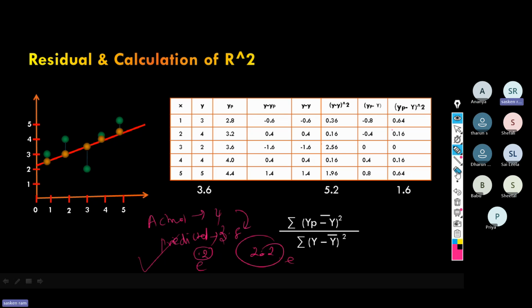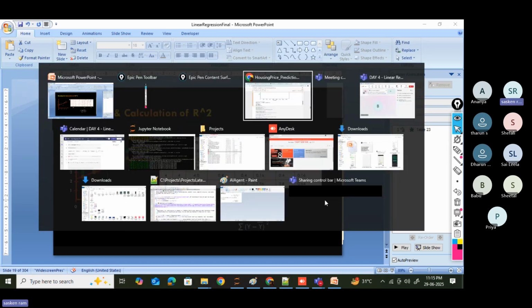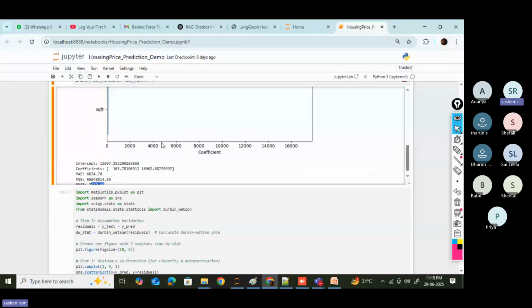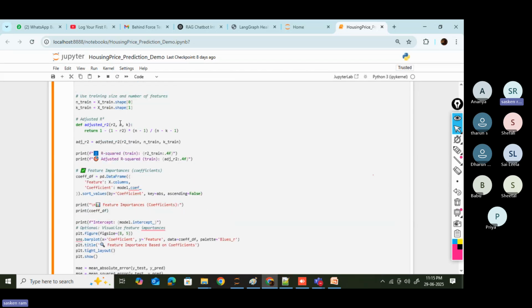So what is the rationale for R squared? How did we compute the R squared? We have used this formula, right? The predicted value minus the mean value, squared, divided by... this is for finding out the R squared value. For adjusted R squared, you need to use the formula 1 minus R squared into n minus 1 divided by n minus k minus 1. That is the formula we use to compute the adjusted R squared.